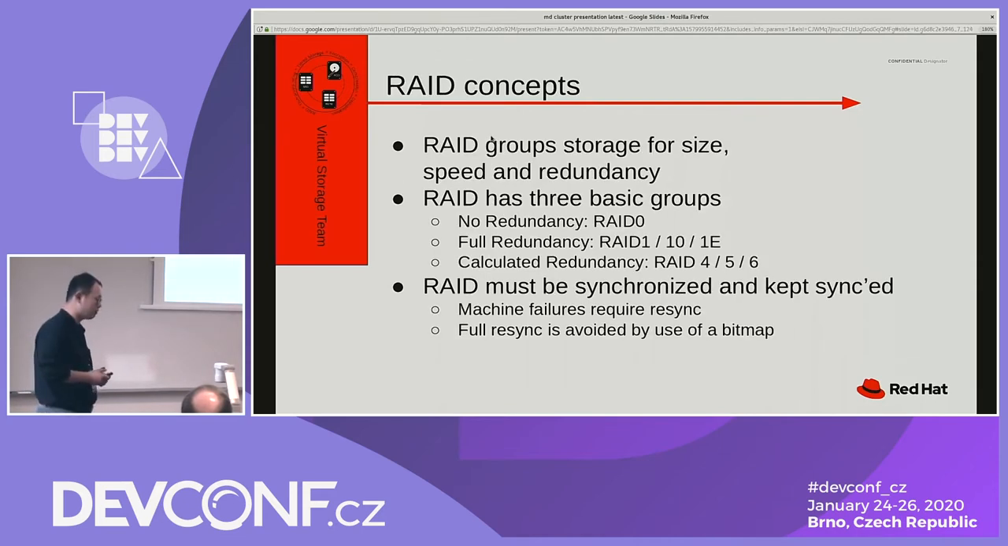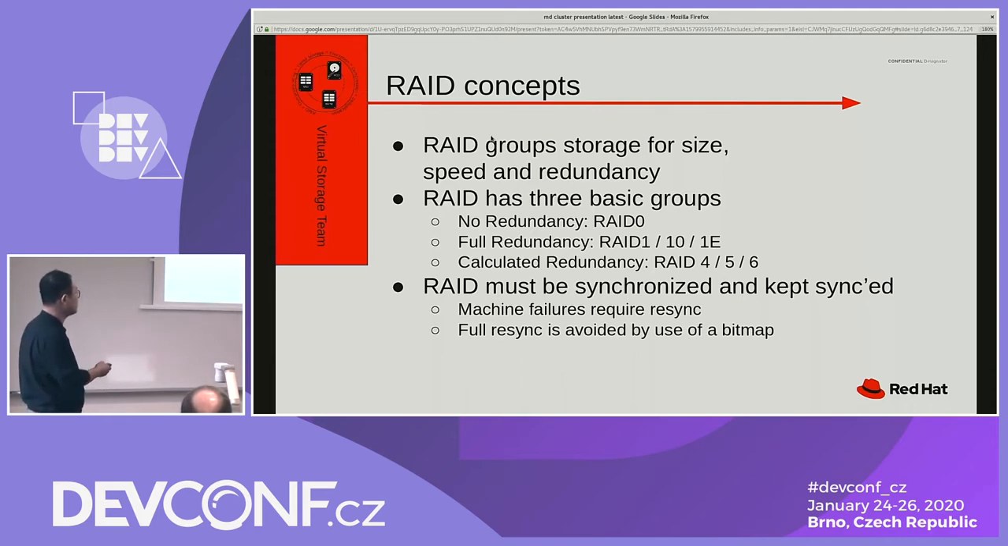RAID has existed for a long time. It groups disks into one single disk to offer larger size, high performance, and redundancy. We can set RAID into three basic groups: no redundancy, full redundancy, and calculated redundancy. RAID 0 is no redundancy, but the performance is best. RAID 1, RAID 10, and RAID 1E are full redundancy. They store data into two copies or more. RAID 4, 5, 6 are calculated redundancy. They calculate parity for each write. These save more space than full redundancy arrays, but they cost more CPU on parity calculation.